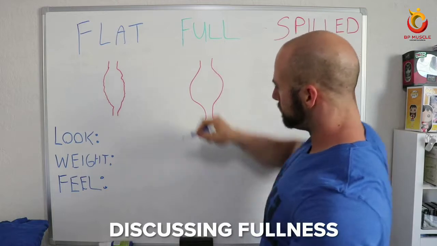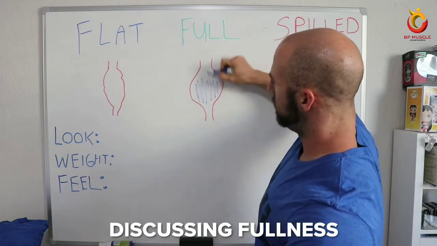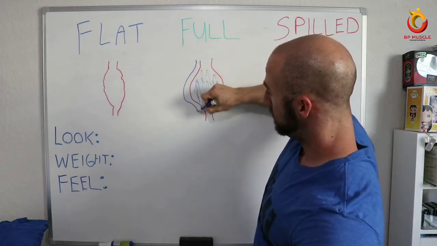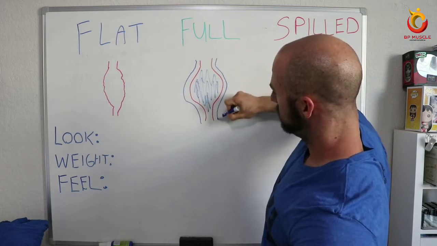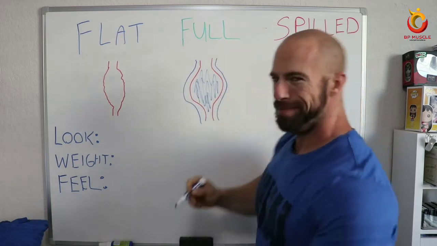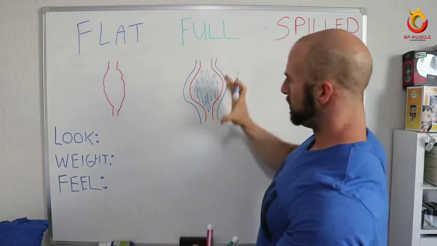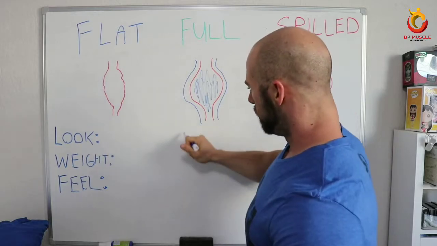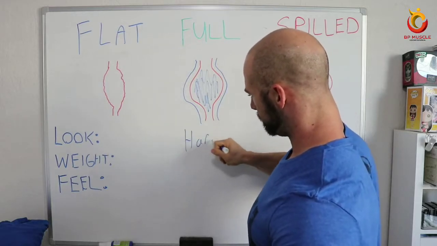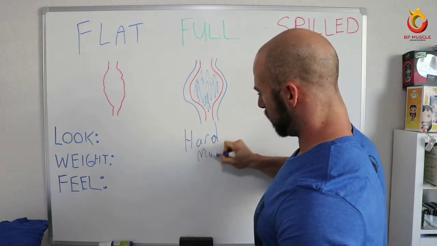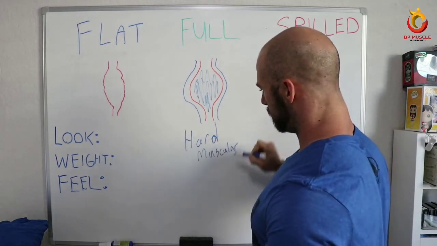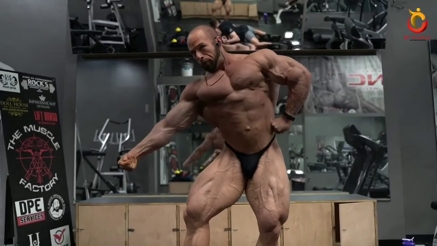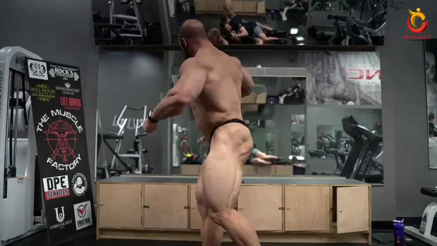So this is a full muscle. We have a good amount of hydration, water, and glycogen, and a little layer outside the muscle as well, which will be our skin. Maybe there's some body fat left, but this muscle is hydrated. What is this going to look like when we have a full muscle? The look will be hard, muscular, where you're going to see all that detail, all those cross striations.